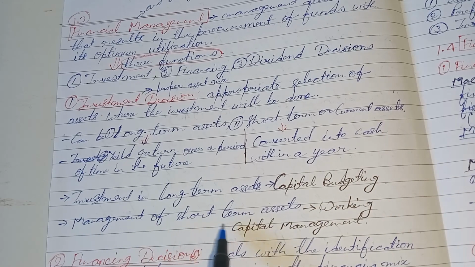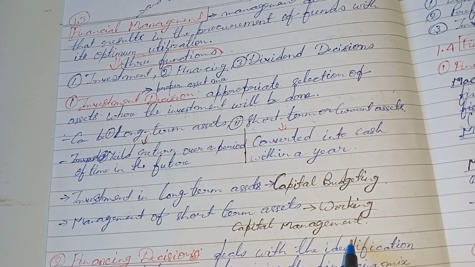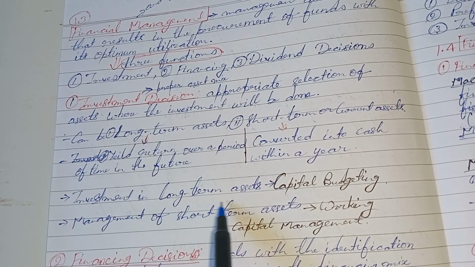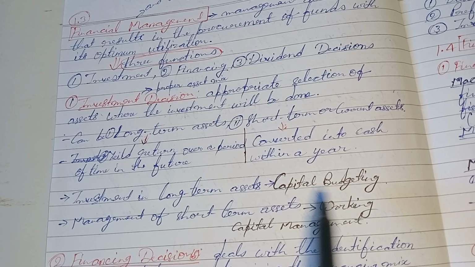And management of short term assets, that is known as working capital management. Investment in the long term, that is capital budgeting, we will study in detail later on. And the management of short term assets, that is working capital management, that also we will study later on.